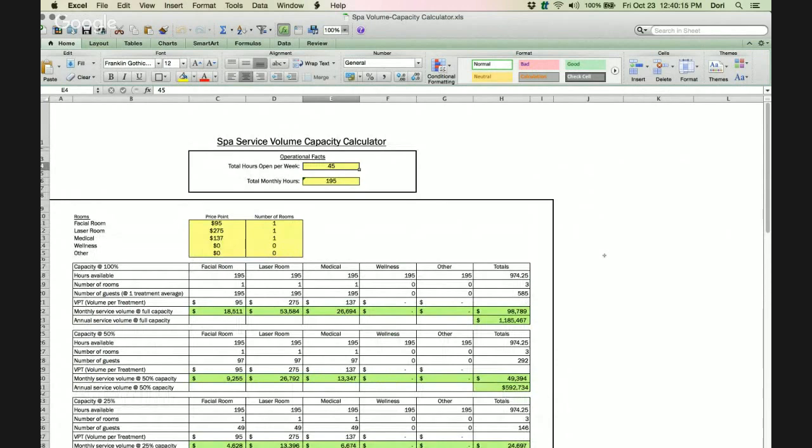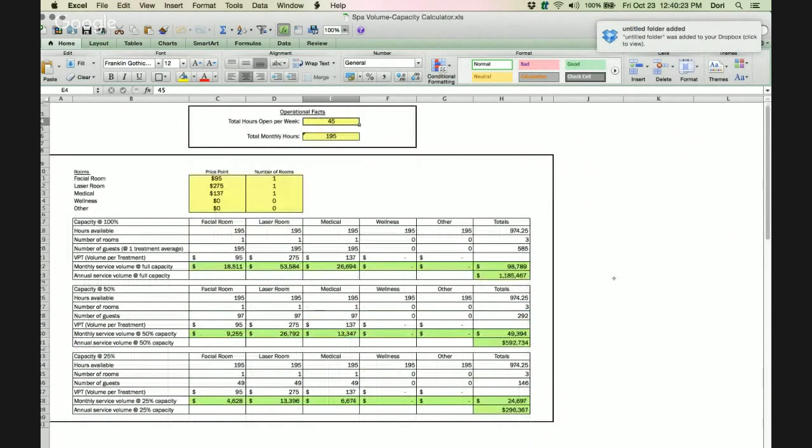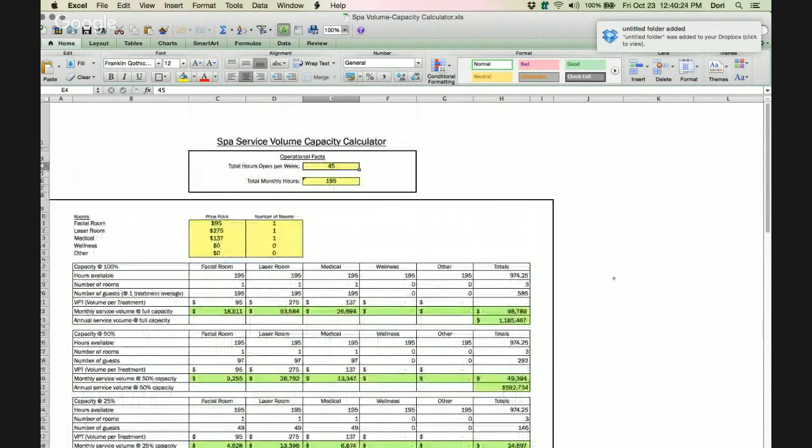I'm here to share with you how to complete the volume capacity calculator so you can see at what level of capacity you are currently operating. This is so simple and it's so much fun to do because it will truly give you the true picture of what your business is currently doing.